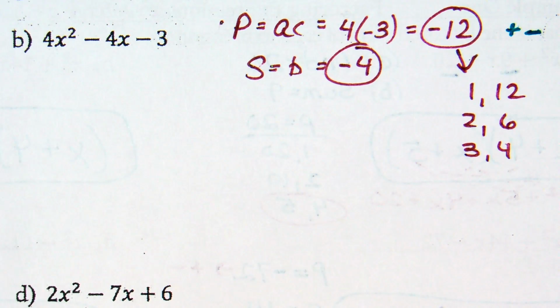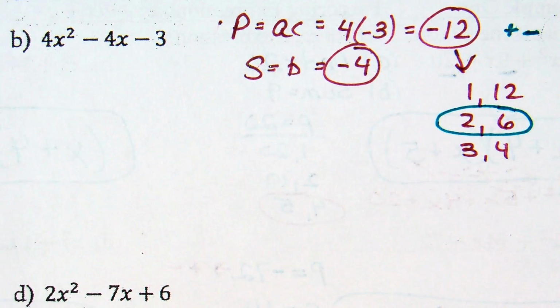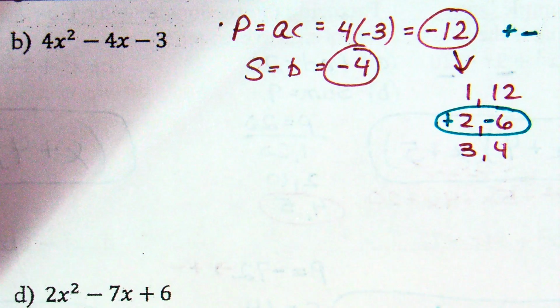Which pair could possibly give me 4 if we do this right? 2 and 6. Remember, it multiplies to be a negative, so we said one has to be a positive, one has to be a negative. How does that work to get me negative 4? Because it adds to be a negative, my larger number is negative. So positive 2, negative 6.